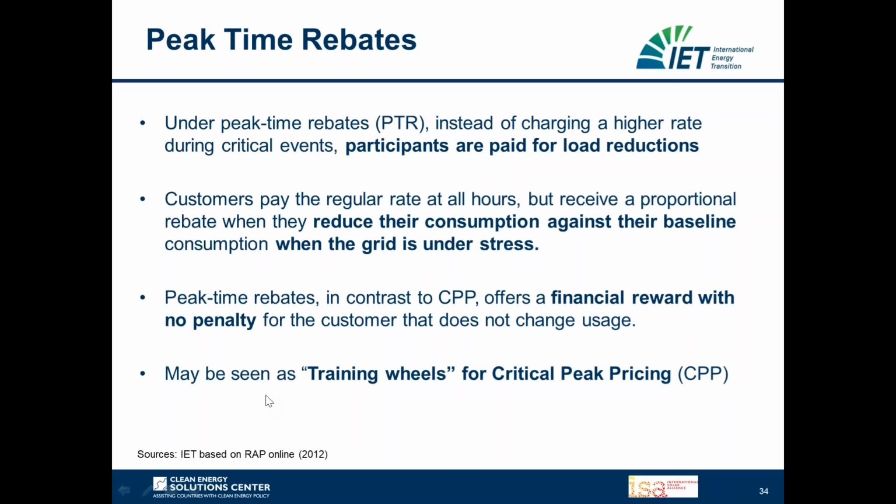What you have to keep in mind is that these peak time rebates are frequently considered a training wheel, a starting point for jurisdictions which might want to move to critical peak pricing, which is the option we will discuss afterwards.